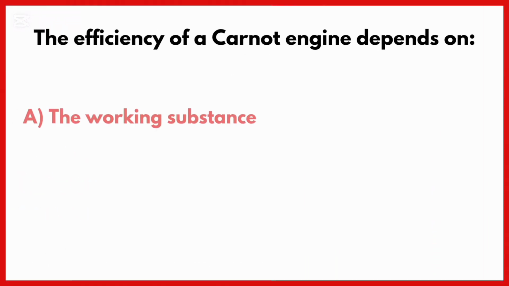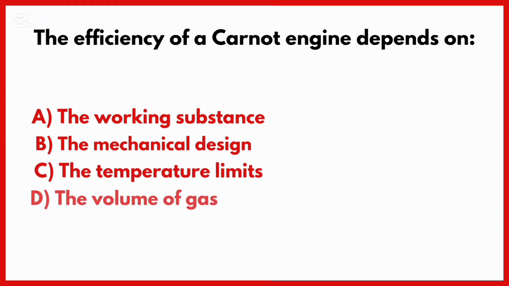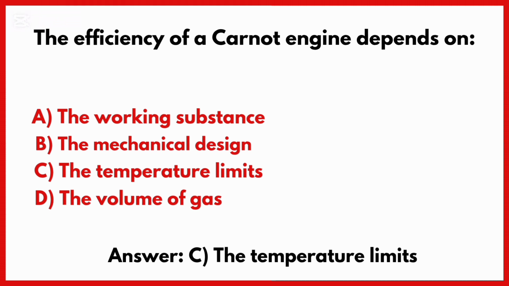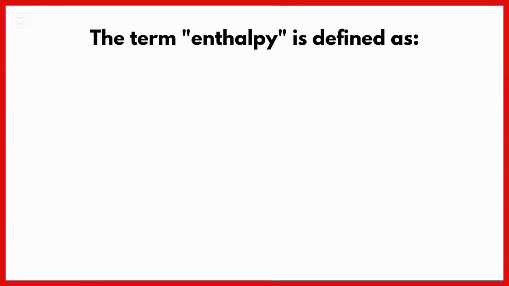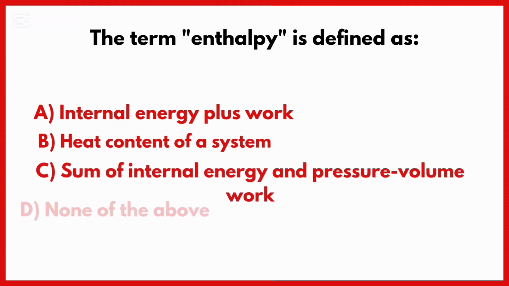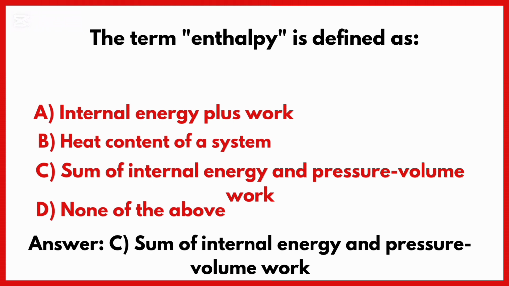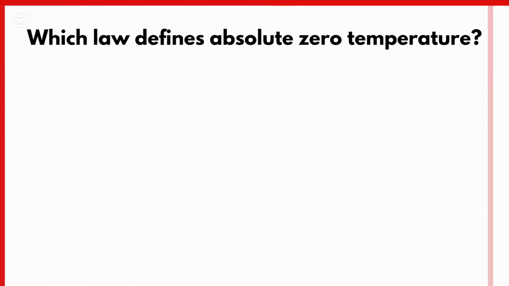The efficiency of a Carnot engine depends on. Correct answer is option C, the temperature limits. The term enthalpy is defined as. Correct answer is option C, sum of internal energy and pressure volume work.